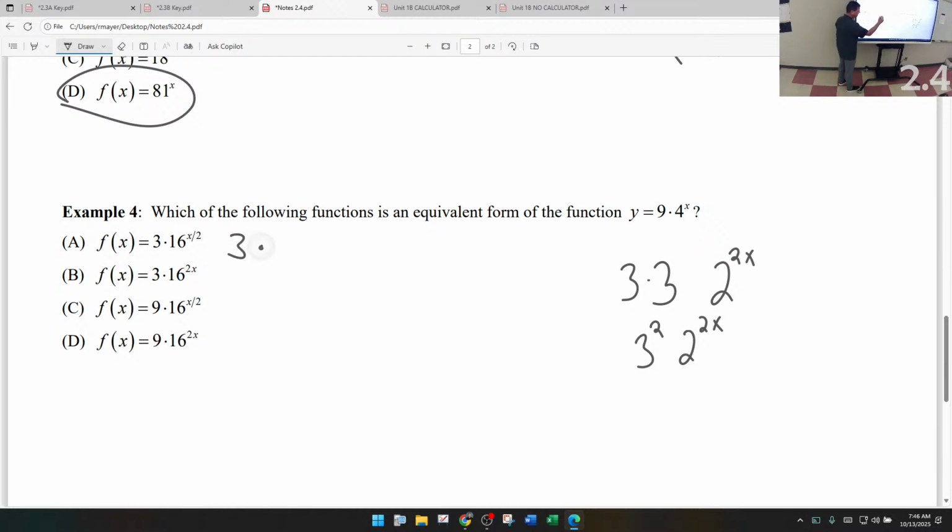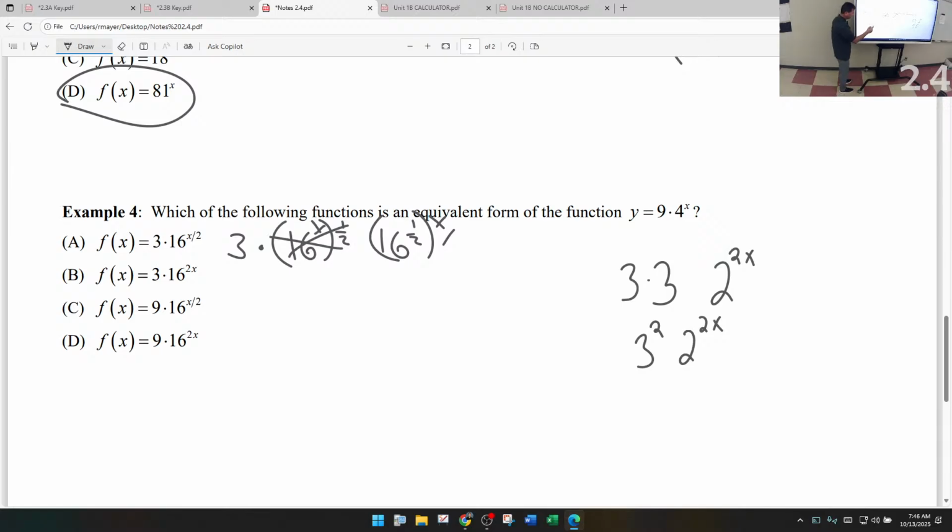3 times 16. Let's see, that's 16 to the x to the 1/2. Let's do that the other way around. Let's make that 16 to the 1/2 to the x. Sorry, 16 to the 1/2 is 4. So now we end up with 3 times 4 to the x. That's not what that is. That's not what that is.